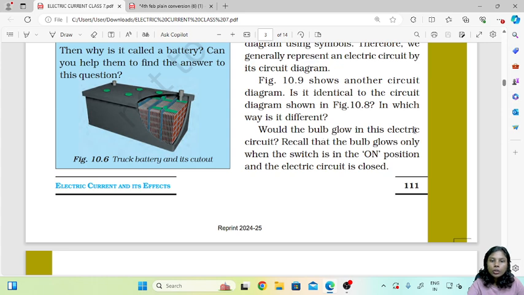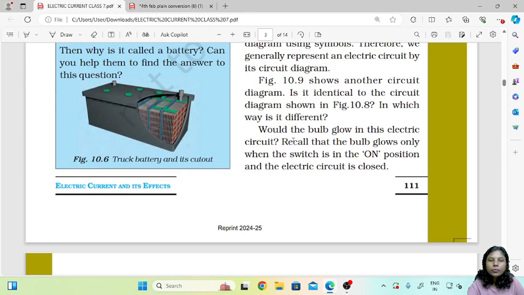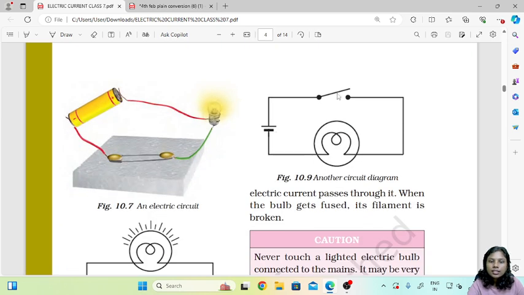Would the bulb glow in this electric circuit? No, because the switch is off. Recall that the bulb glows only when the switch is in the on position and the electric circuit is closed. Now this is an open electric circuit. Why? Because there is a gap here. This switch is in off mode. Therefore it is an open electric circuit.